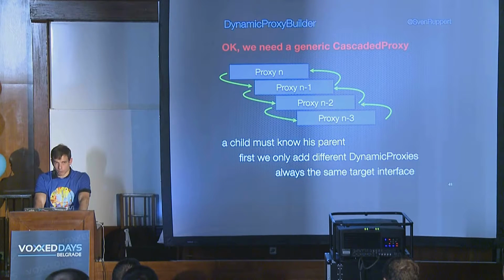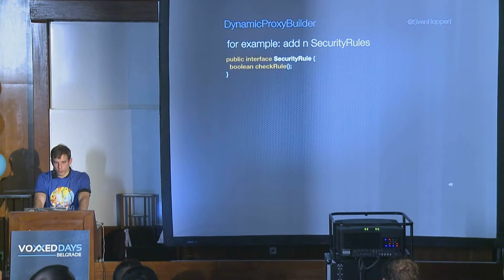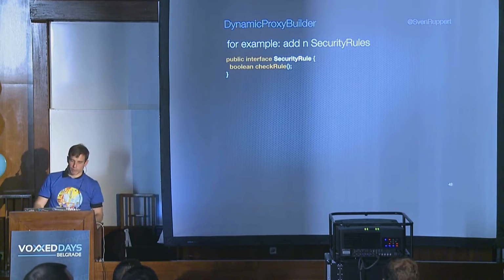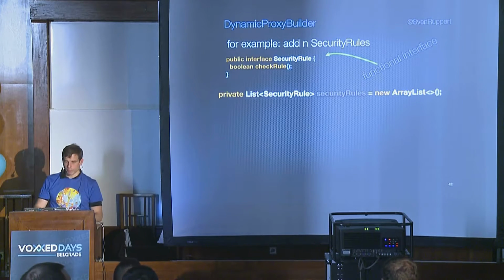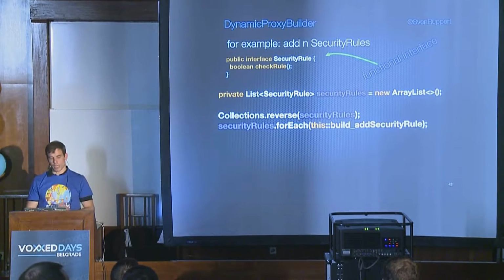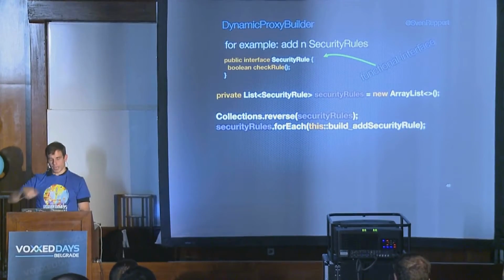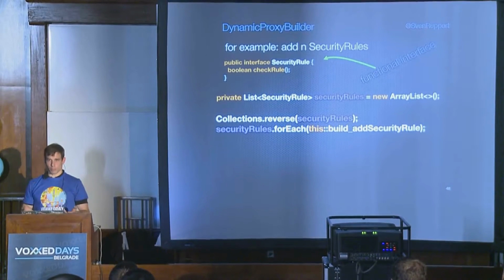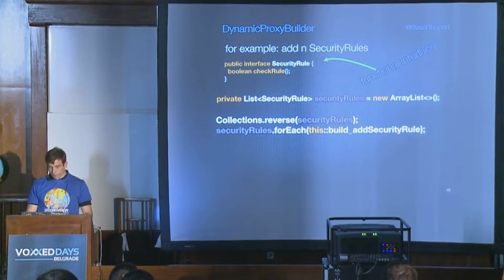Okay, so how to combine proxies. We want to add security rules. So we have this interface, for example, security rule or whatever you want to have. This is a functional interface, which makes implementation easier later. I have a list of the security rules, and for every rule, if I have n steps, I want to add the security rule. But this is only stuff around. So how to combine these proxies together?